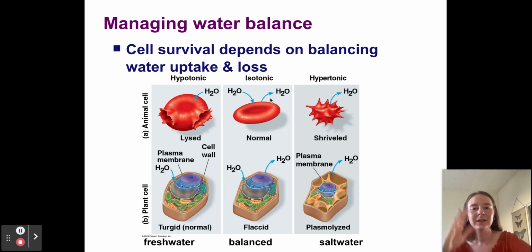Isotonic solutions. Remember, isotonic solution means there's the same concentration of solute inside the cell versus outside the cell. So if you were to count up all the particles inside compared to outside, they'd be equal. So you have an equal amount of water coming in and out because it's at equilibrium.